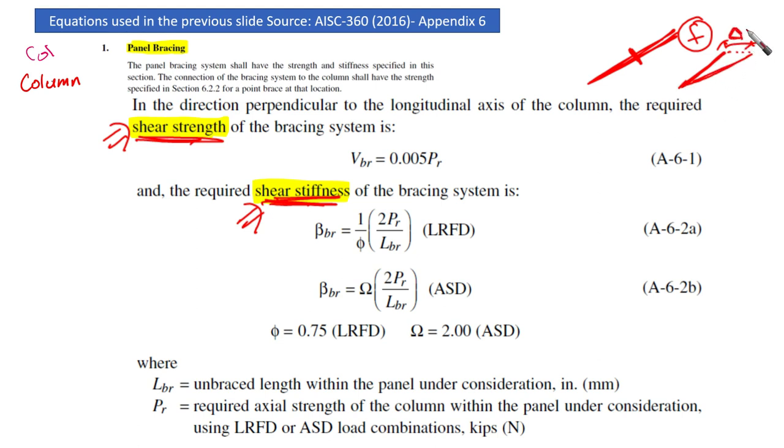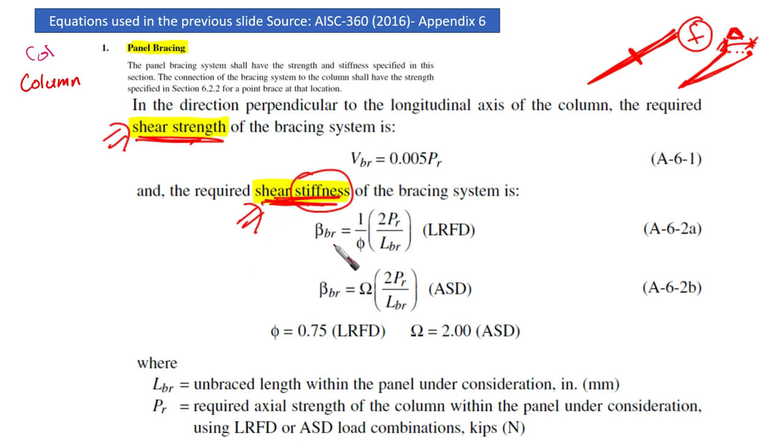So this is delta. Here we are talking about shear stiffness. Whenever we talk about stiffness, it means the amount of force that we need to provide in order to control the displacement, or we can say the shear stiffness is the magnitude of force that is going to displace the end point of the brace a unit displacement. This is the meaning of the shear stiffness here.